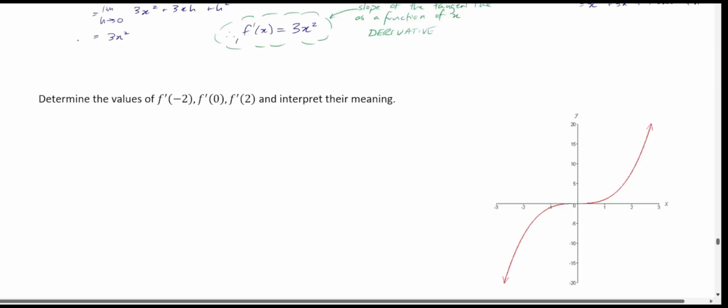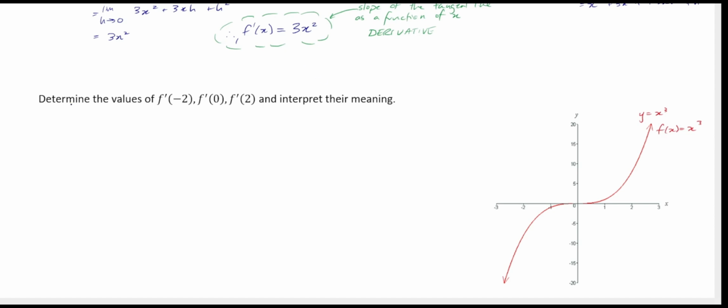So now that we have the derivative function, the next example is saying, okay, well, this right here is our function, y is equal to x cubed. Alternatively, we could write that as f of x is equal to x cubed. Those are interchangeable. And it says determine the values of f prime at -2, f prime at 0, and f prime at 2, and interpret their meaning.